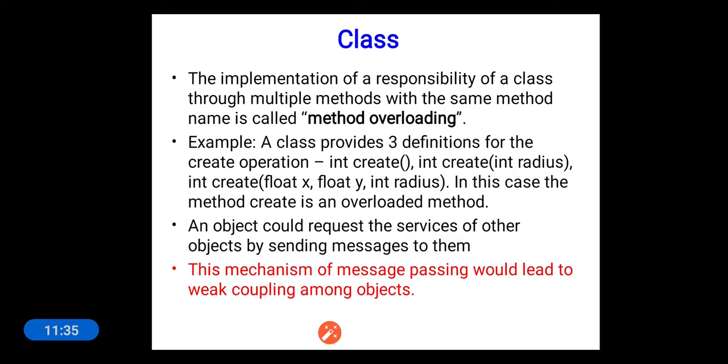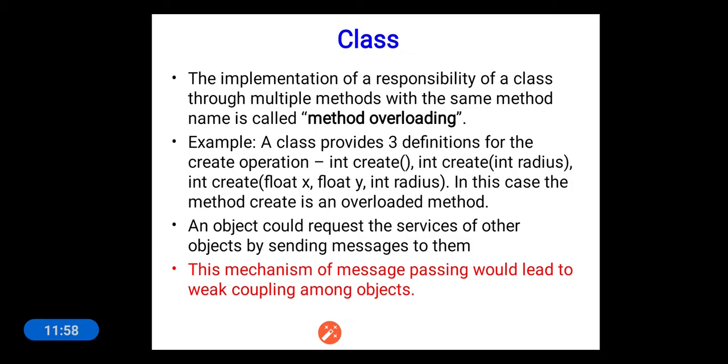The implementation of a responsibility of a class through multiple methods with the same method name is called method overloading. That's nothing but executing the same method in different manners is called method overloading. For example, a class provides three definitions for the create operation.